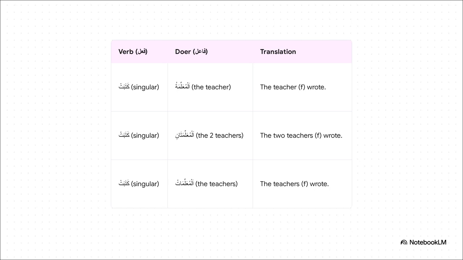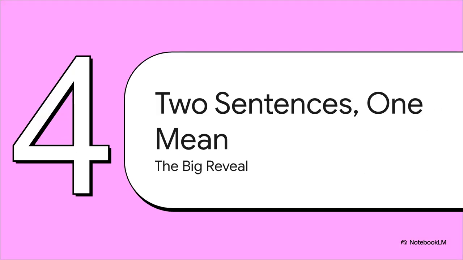And for a whole group of female teachers, you guessed it, the verb stays right there as the singular feminine katabat. The rule is rock solid. So why does this matter so much? Why am I calling it a golden rule?